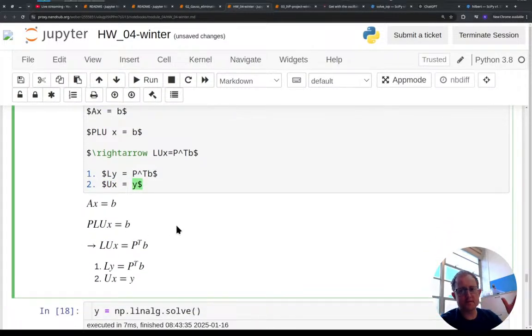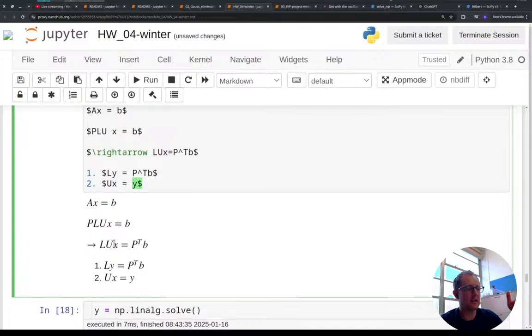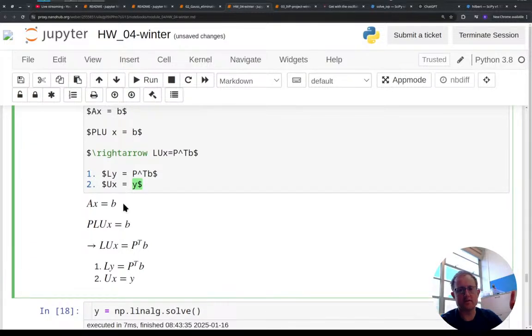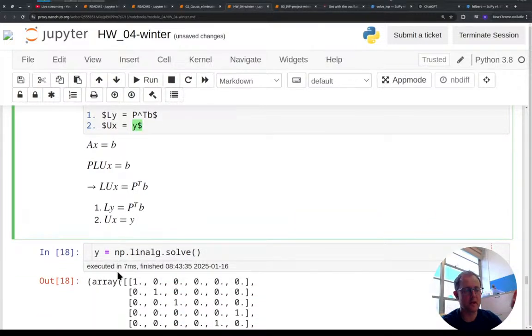At first, when you first look at this, at least the first time I saw this, I was like, that just seems more complicated. Why are we taking this easy set of linear equations and turning it into two sets of more linear equations? Isn't this crazy? But it's a lot easier to solve a lower triangular matrix and an upper triangular matrix, because those are just forward and backward substitution. So it's a lot easier to solve those.